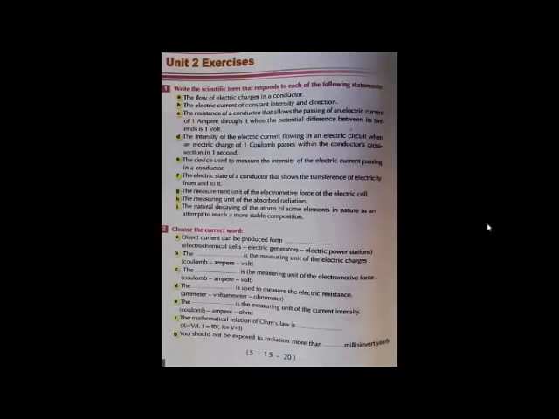Direct current can be produced from electrochemical cells, electric generators, or electric power stations: electrochemical cells. B. The space is the measuring unit of the electric charges: coulomb, ampere, or volt. Coulomb is the measuring unit. C. The space is the measuring unit of the electromotive force: coulomb, ampere, or volt. Volt is the right answer.